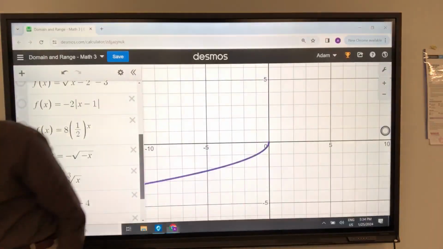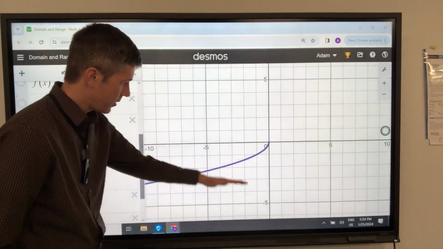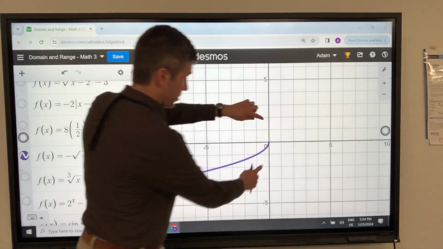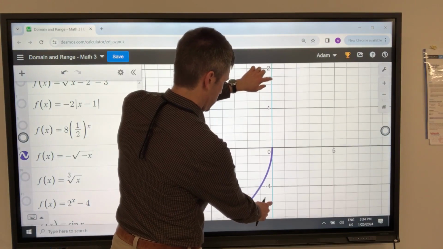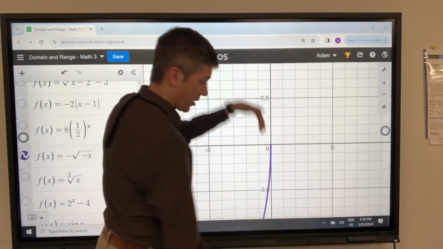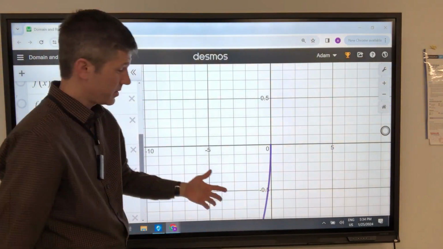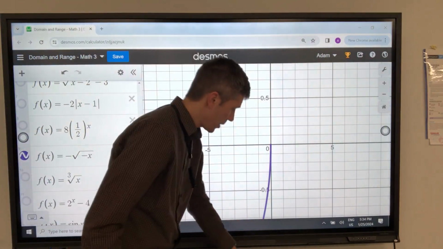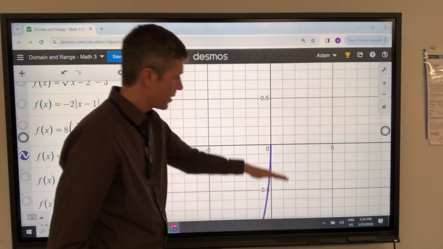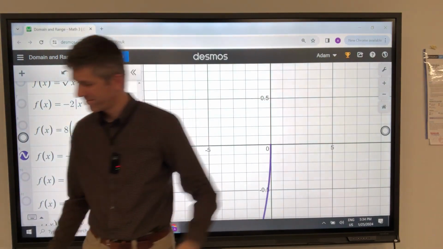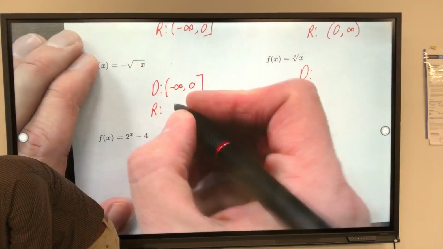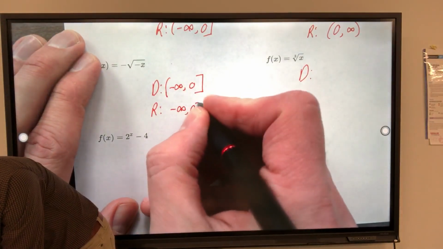And let's deal with the range. All right, range. How far down does it go? Well, if you want to get technical, you could do this, and it's going to go down forever. It's a little easier to visualize that way. But it's negative infinity up to 0. Okay? Negative infinity to 0.